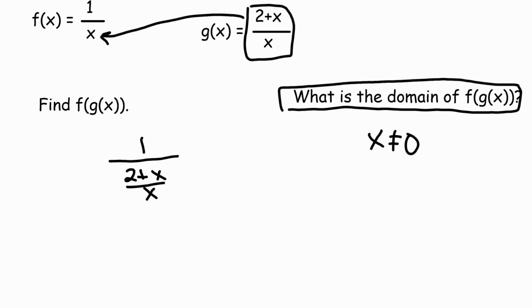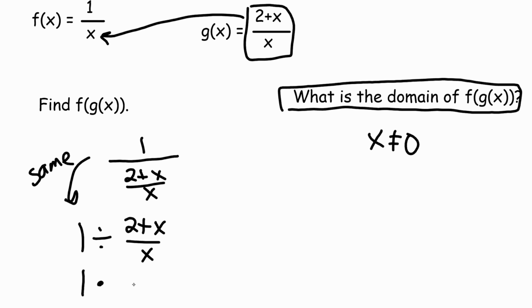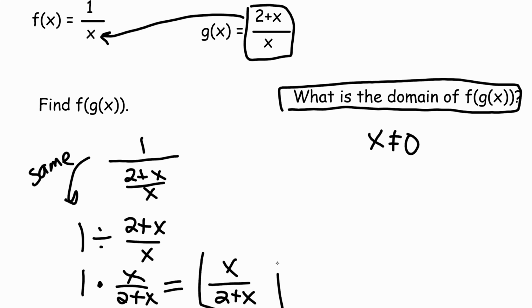All right, so if you notice here, I've got a fraction in a fraction. And typically, if we're dividing fractions, we can rewrite that. So I'm going to rewrite this. This is really 1 divided by 2 plus x over x. These things are the same. One thing you might have learned back in elementary school was if we're dividing fractions, we can multiply by the reciprocal. So this is 1 times x over 2 plus x. Well, 1 times anything is just that, so this does simplify down to x over 2 plus x. So f of g of x is x over 2 plus x.